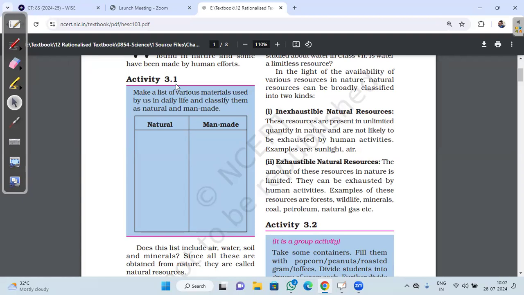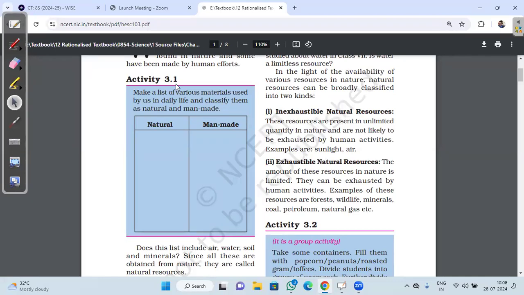Trees, okay. So that is our forests. Our forests are an exhaustible natural resource. They seem to be unlimited, but if you keep on cutting them, obviously they will become exhausted. Those resources which end up, or can be ended up, are the exhaustible natural resources.